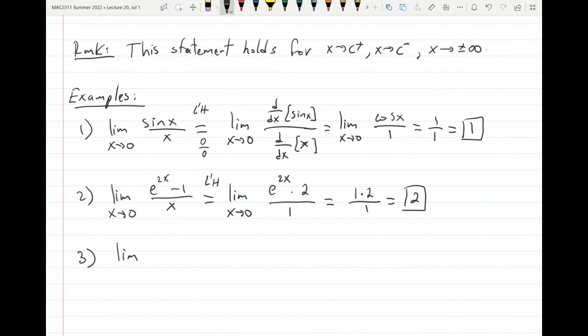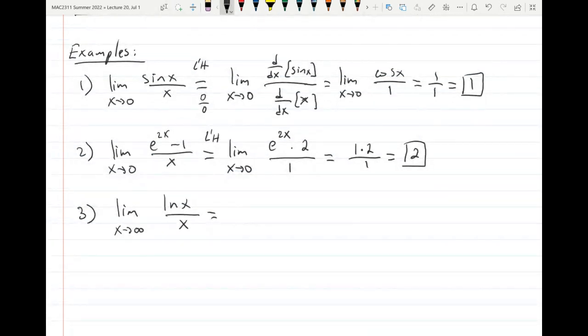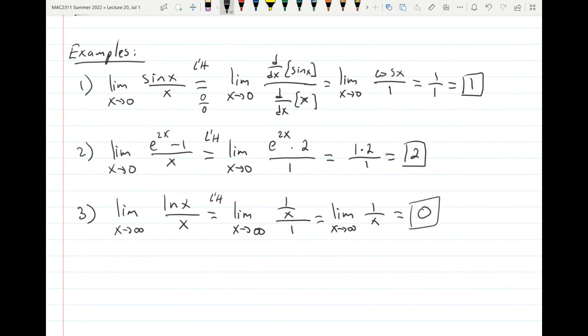For example, let's do the limit as x approaches infinity of ln of x over x. This was the one that we were claiming was going to be a 0, right? Because x grows faster than the natural log. Well, let's see it now. Again, this is infinity over infinity, so L'Hopital's rule can be used. So that would be the limit as x approaches infinity. The derivative of the top is 1 over x. The derivative of the bottom is 1. So this is just 1 over x, really. And then, as you know, the limit as x approaches infinity of 1 over x is 0, as predicted.